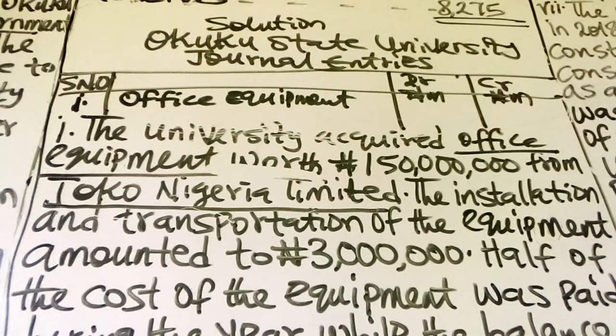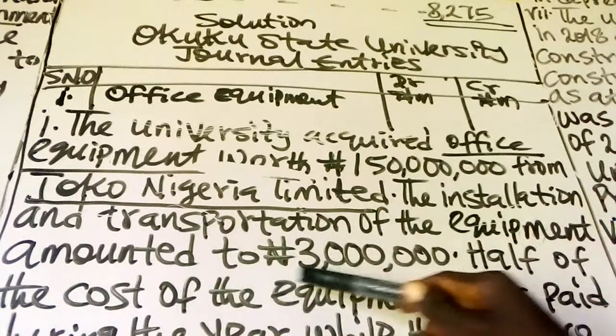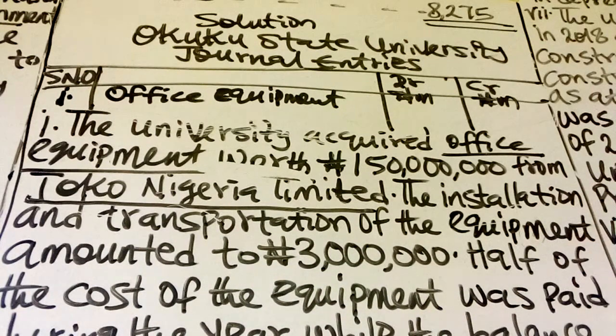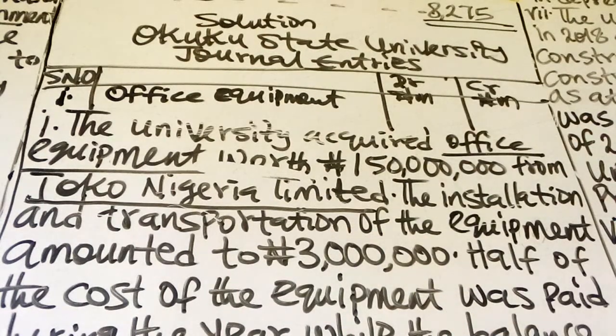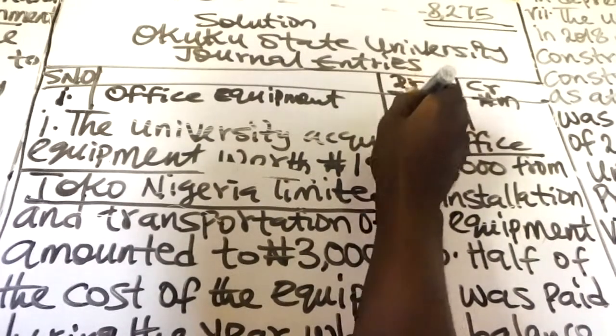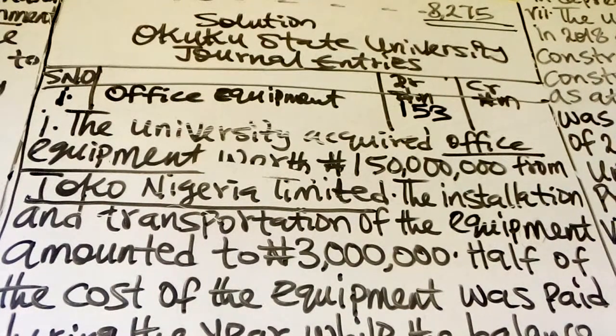Now let me read further. The installation and transportation of the equipment amounted to 3 million naira. I want to note that the cost of the asset should be made up of the purchase cost plus the attributable cost. That means the installation and transportation costs are attributable costs. They must form part of the cost of the asset. So the office equipment now will be 150 million plus 3 million, making 153 million. You are going to debit office equipment with the sum of 153 million. Then you credit Joko Nigeria Limited.